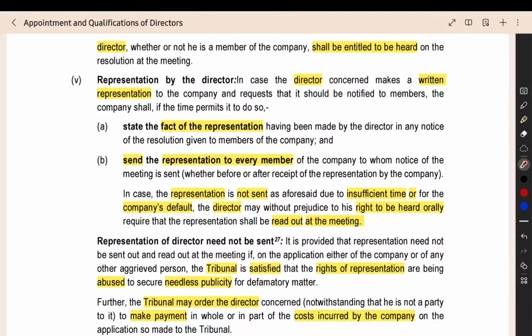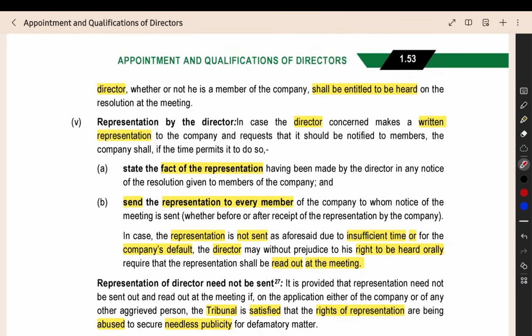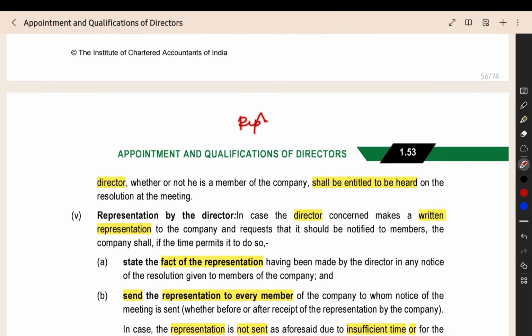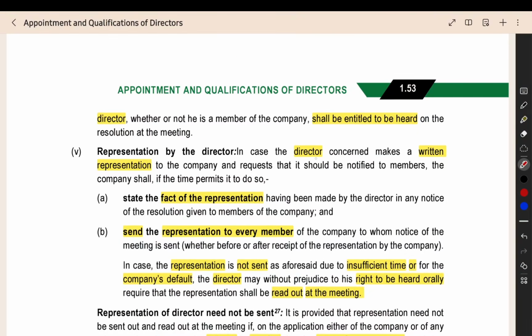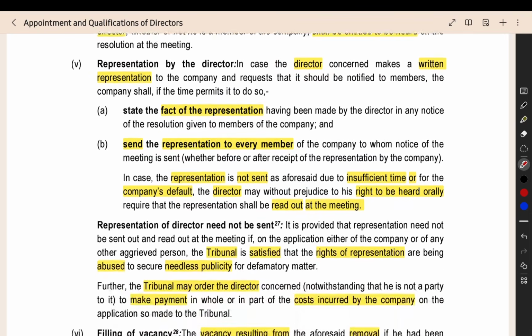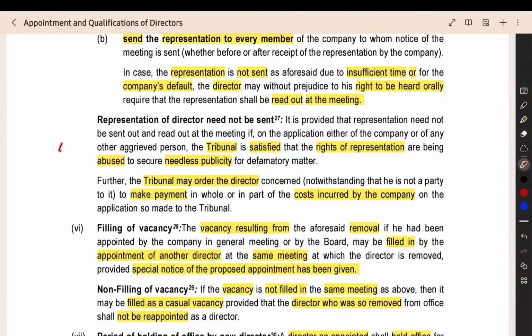That reply will be sent to all the shareholders. If the director gave the reply but because of lack of time you did not have proper time to circulate it to all the shareholders, then you have to give the director the opportunity to read out the reply in the general meeting. The director's reply must be read in the general meeting.